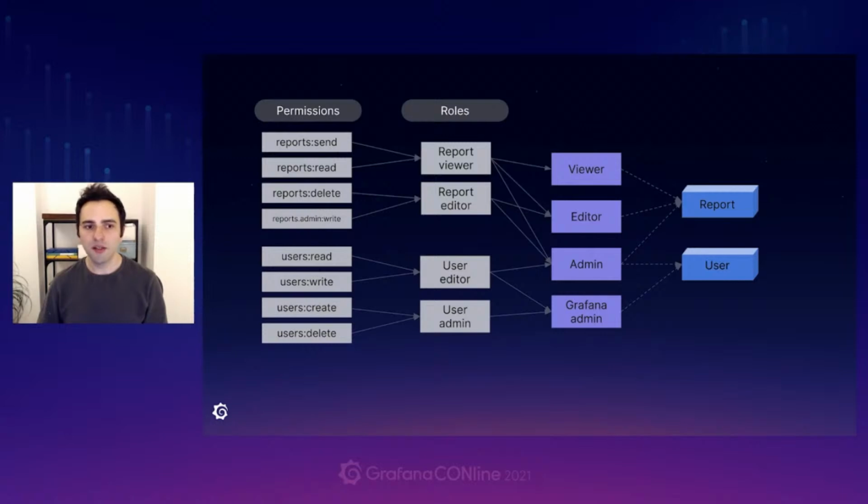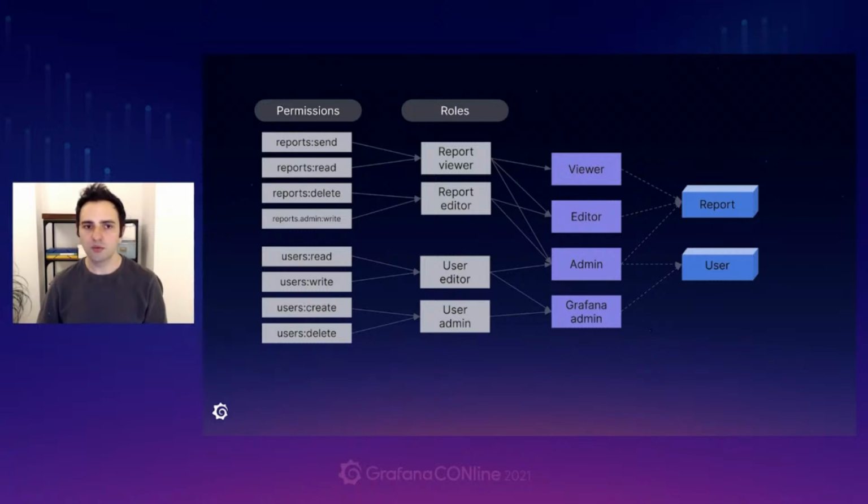You can combine together one or more permissions and map them to a role. In this example, I have a role called report viewer, which has two permissions mapped to it. A user assuming this role will be able to send and read reports. Finally, if you want to grant or revoke access to your users, you can assign or unassign one or more roles to the built-in organization roles, which are viewer, editor, or admin, or to a Grafana admin.